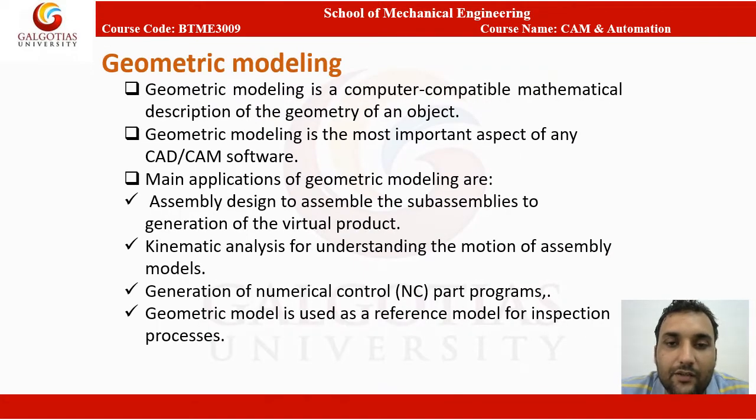Geometric modeling. Geometric modeling is a computer compatible mathematical description of the geometry of an object. Geometric modeling is the most important aspect of any CAD/CAM software. The main applications of geometric modeling are assembly design, to assemble the sub-assemblies and generate virtual products; kinematic analysis, for understanding the motion of assembly models; and generation of numerical control part programming. The geometric model is also used as a reference model for the inspection process.